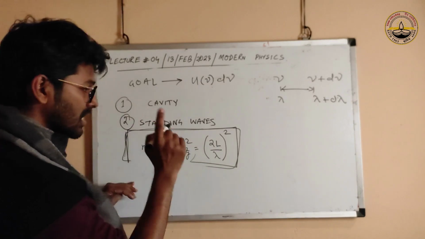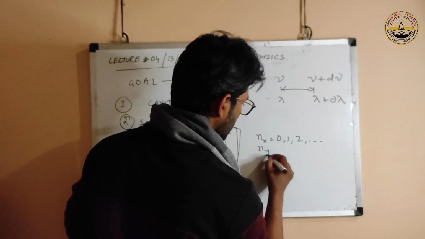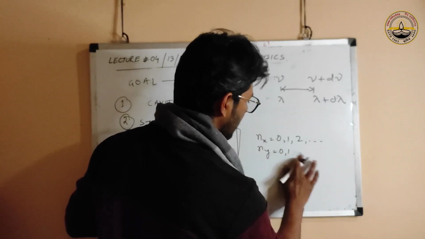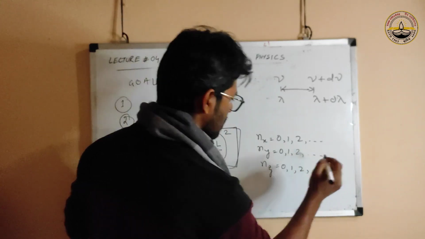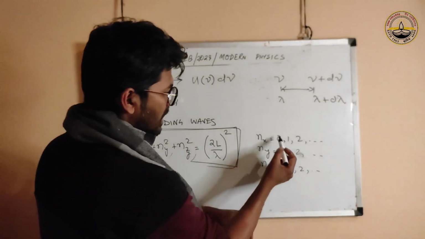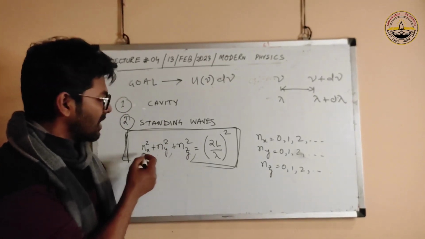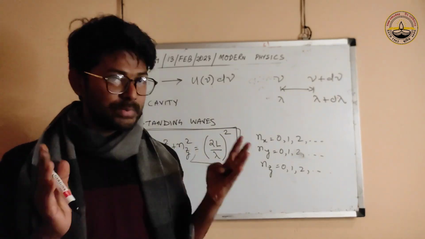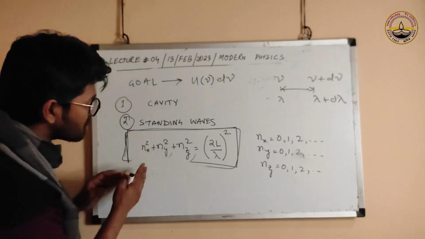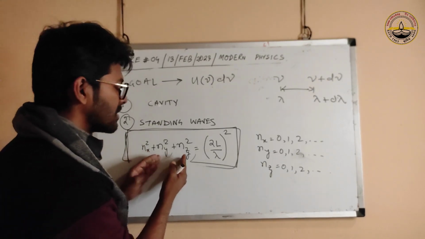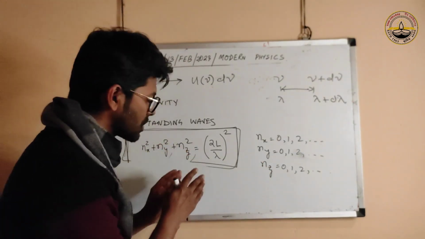And what are nx, ny, and nz? They're integers. They can start from 0, but they cannot all be zeros, because then everything is 0, and that just means that there are no waves, okay? So at least one of them has to be non-zero. So if you consider nx equal to 0, ny equal to 0, nz must be at least 1 or any other number, not 0. They can be 0, but not all of them 0 at the same time.